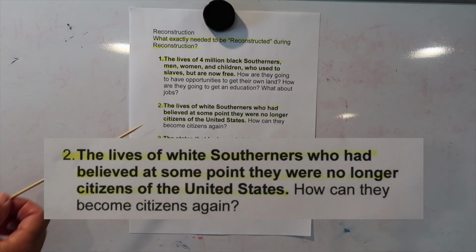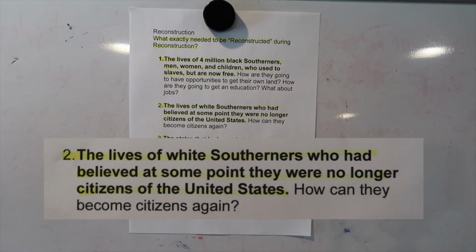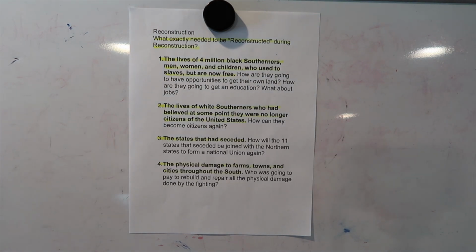Number two, the lives of white Southerners who believed at some point they were no longer citizens of the United States. Most of the whites in the South looked at themselves as citizens of the Confederate States. Now that the Confederate States is defeated, how can they become citizens again? How can you take these people that were, for the most part, traitors against the United States and move them into the category of being good citizens again of the United States?